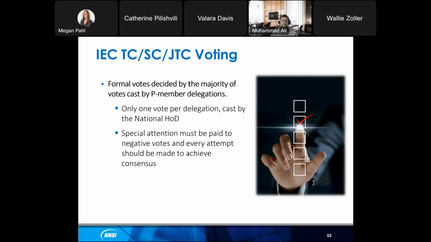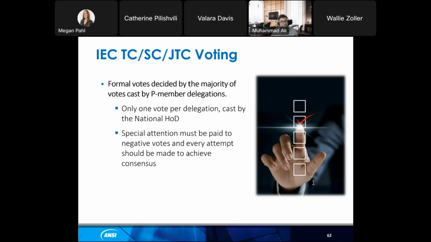If you move on to, yes, in terms of the voting itself, the formal votes are decided by the majority of the votes cast by the P members delegation. The P members are the participating members of the technical committee that are full members that have the right to vote, comment, and participate in the meeting. There are, of course, also O members that are just observing members. But in terms of the voting, they're only looking at P members.